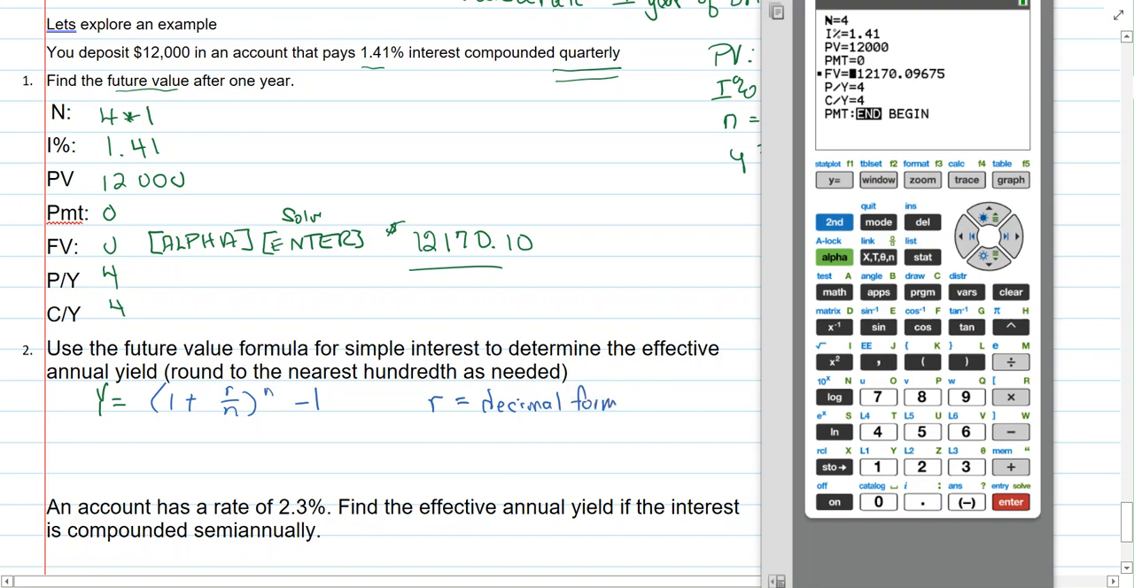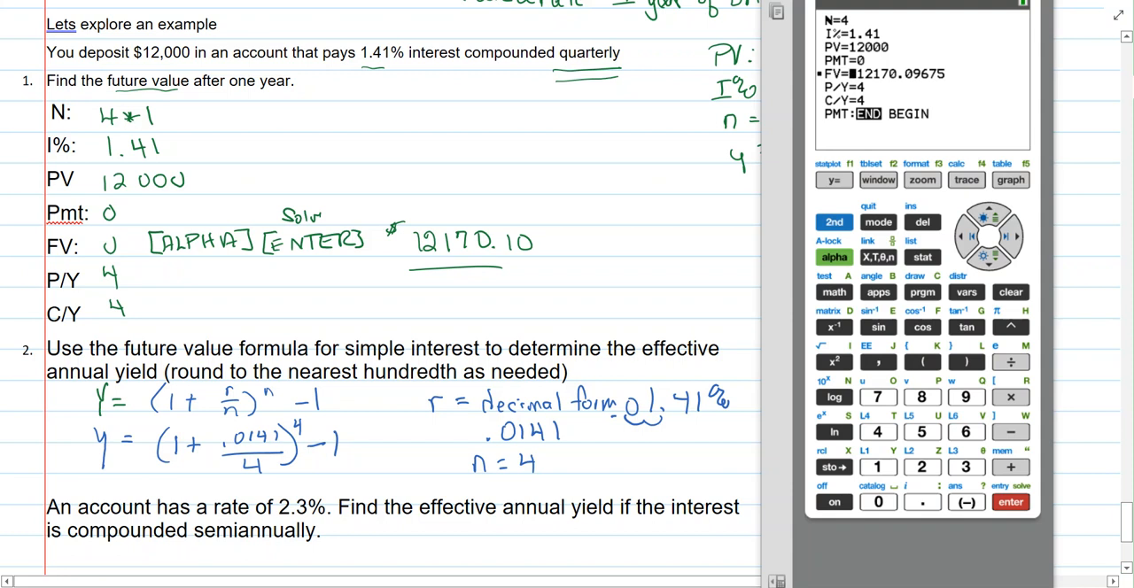So our item was 1.41%, and it changes to decimal 0.0141. Move the decimal over 2 places, insert the 0. And then the N is 4. And we did it for 1 year. So we're going to say Y equals 1 plus decimal 0.0141 divided by 4 raised to the 4 minus 1.